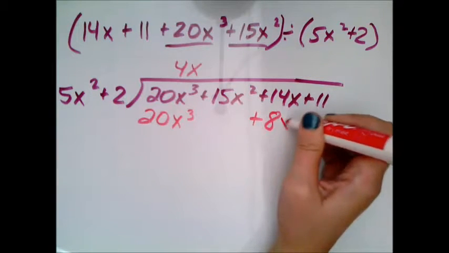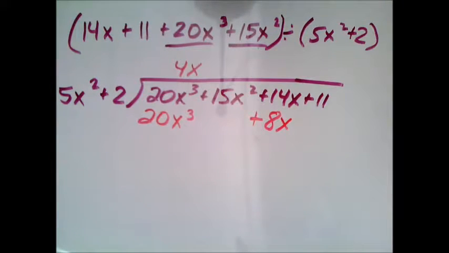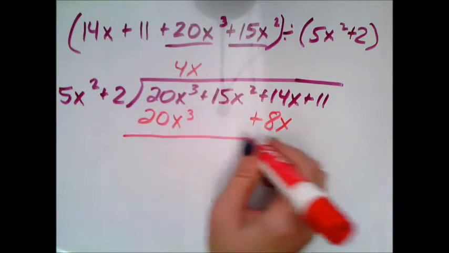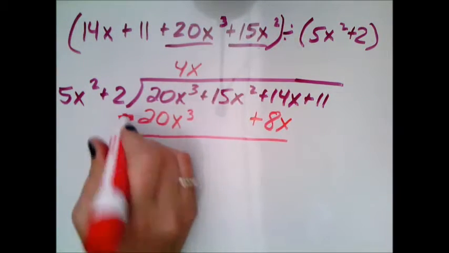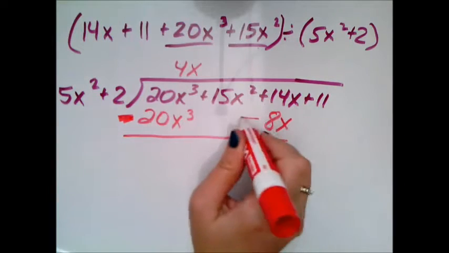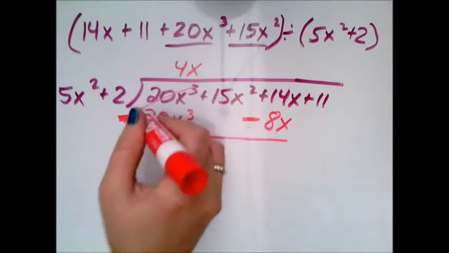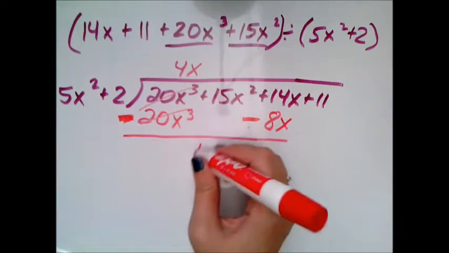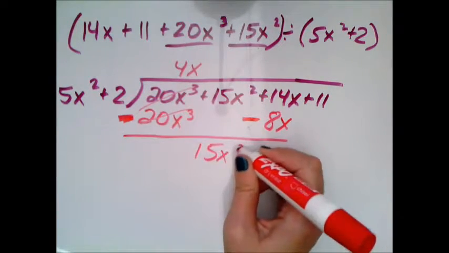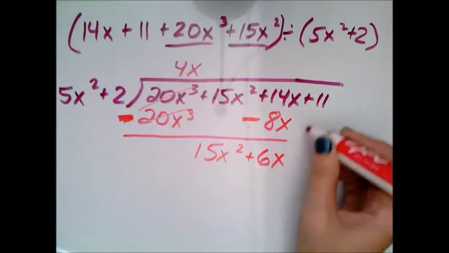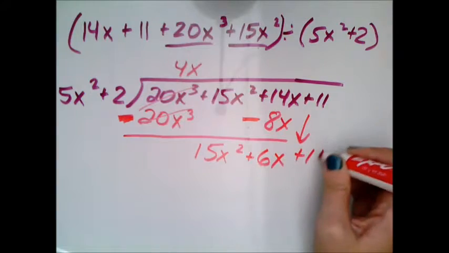Now I'll leave a little space just so that it lines up with the term it's already a like term with, just to keep my organization nicer. Alright, so now when I subtract, I'm subtracting this and I'm subtracting this. So I'll distribute it to both of them so I don't make any little sign errors. So these two cancel. 15x squared minus nothing is 15x squared. And then 14x minus 8x is 6x. And we can bring down the plus 11.